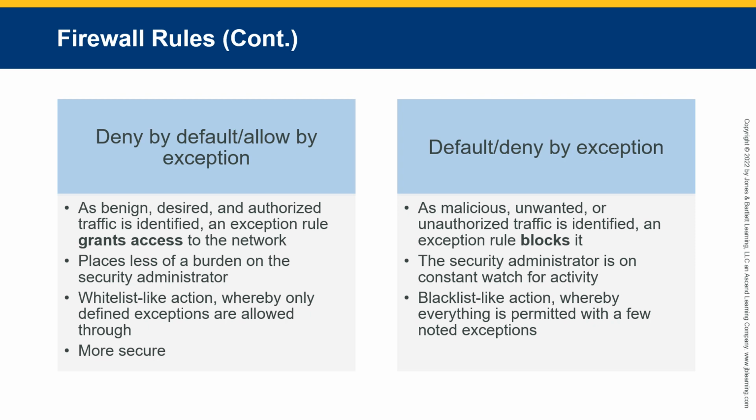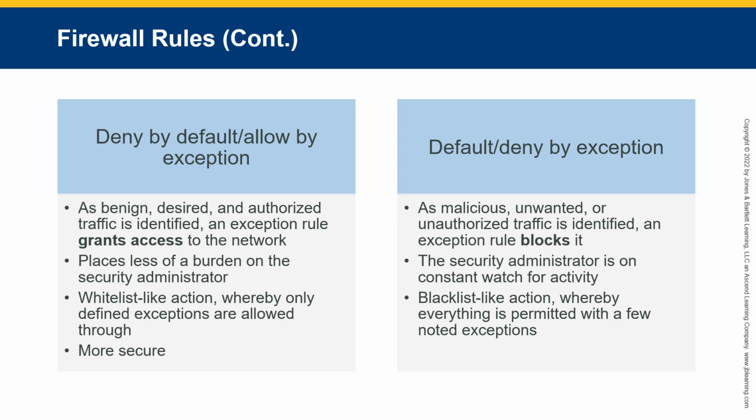Most firewalls nowadays won't let you add something below that. So if you want to say allow all outbound traffic on port 80 and port 443, this would go on top of that rule, and this would be an exception rule to the policy. So you're denying by default policy, and you're allowing by an exception. This lets you explicitly specify what traffic is allowed out. It has an allow-list-like action, whereby only defined exceptions are allowed.